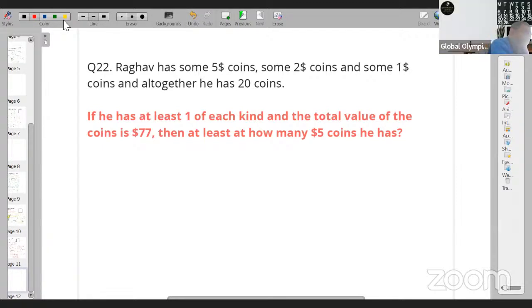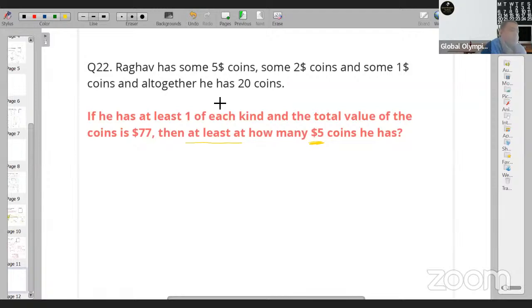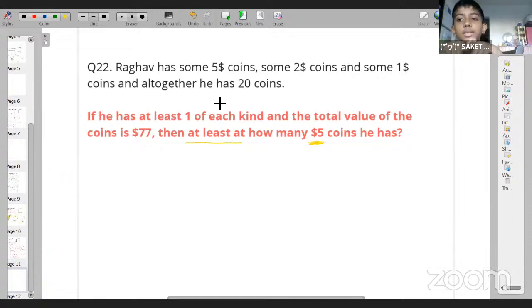What is the question asking? First, understand this. The question is asking at least, which means that your goal is to have the least number of $5 coins. Okay, least number. So which one should be maximum then? Out of $1 and $2, which one do you think should be maximum? You have to maximize $2.